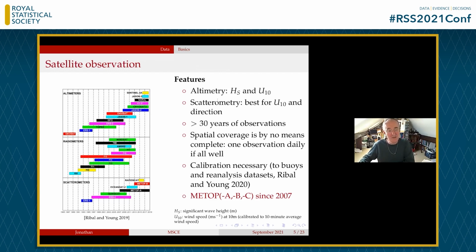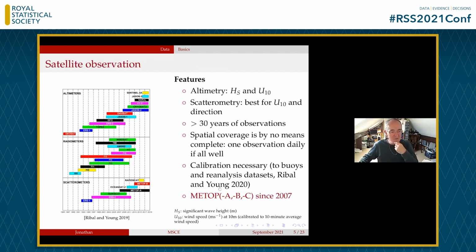Scatterometry in general is the best source of wind field data, so that's wind speed at 10 meters, and the direction. Overall, you can see from the schematic on the left-hand side, we've got around 30 years' worth of data if we're lucky. But the spatial coverage is by no means complete. You're typically getting one observation per day from each satellite, these polar orbit satellites. And for things like HS and U10, calibration of the satellite output to buoys or to reanalysis data sets is also necessary. This is where Augustinus and Ian are experts.